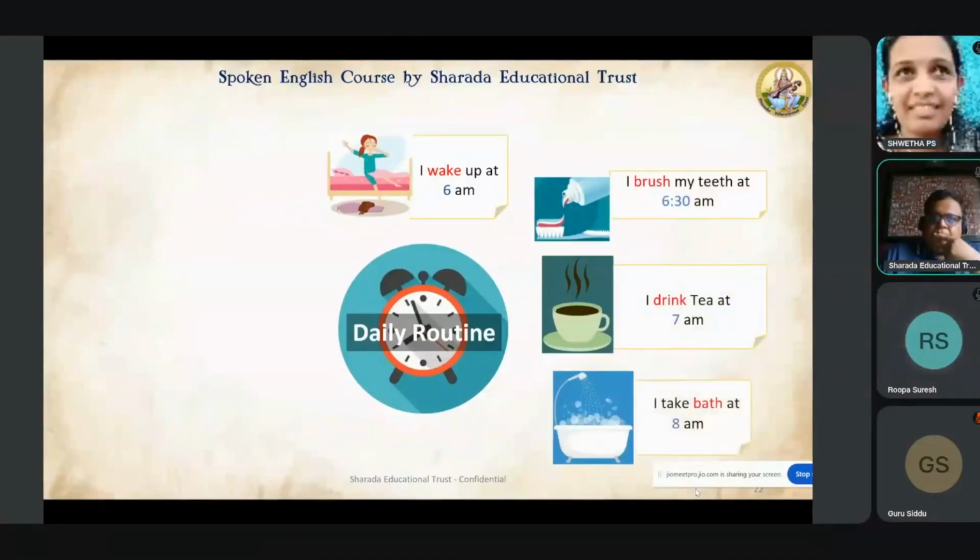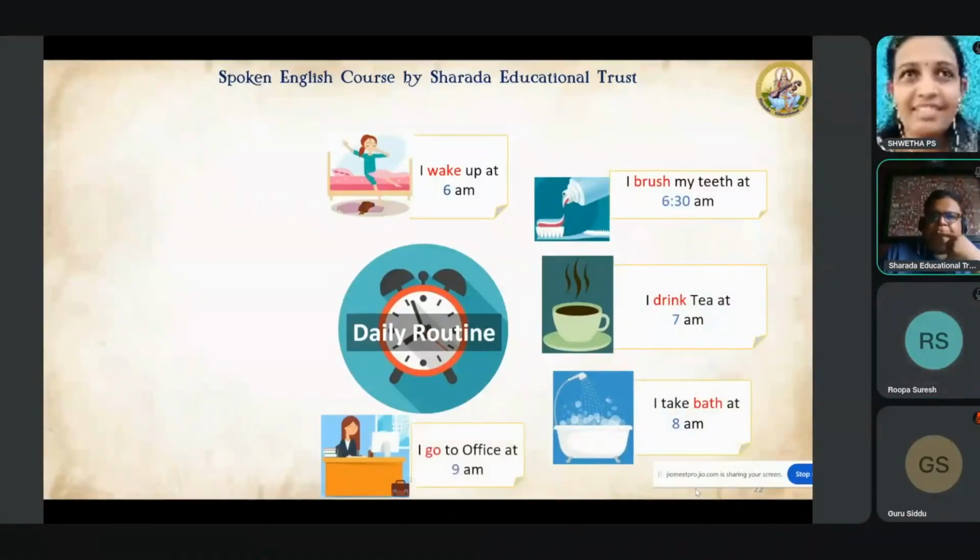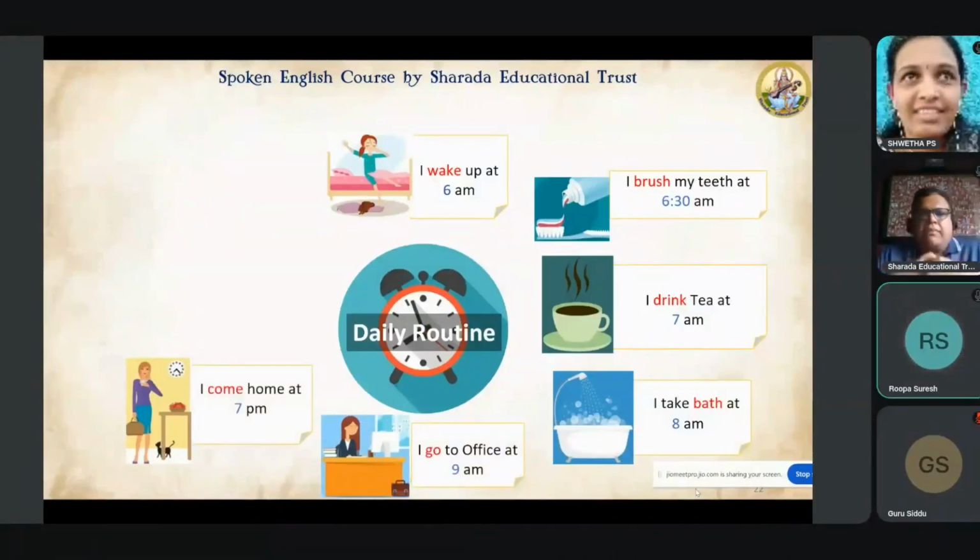Then I leave the home at 8 o'clock in the morning. Then I reach the school at 10 o'clock. Then I had yet four classes. First session I had a four classes.